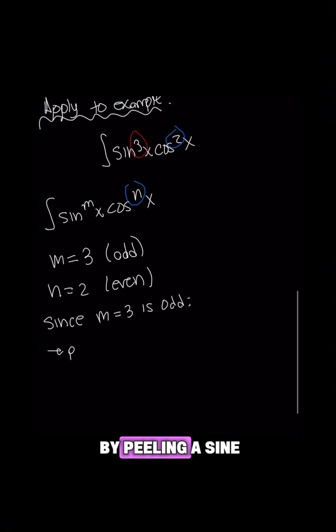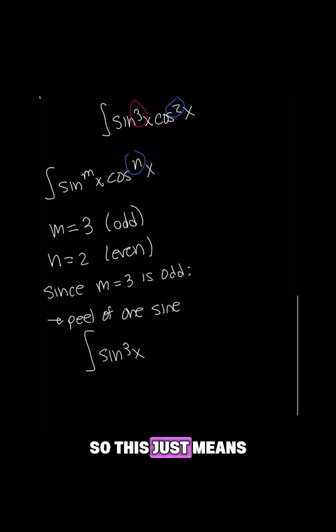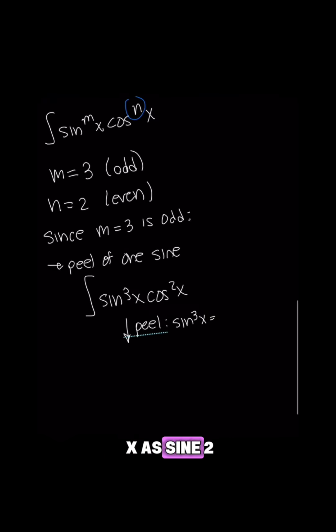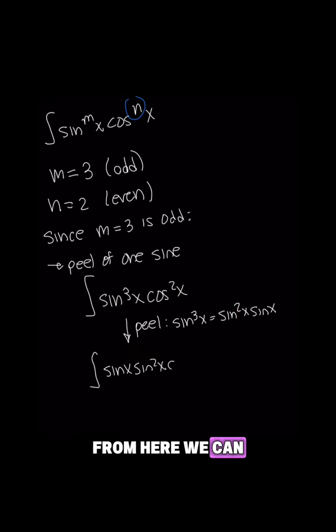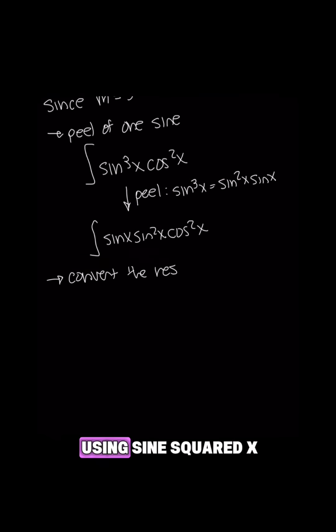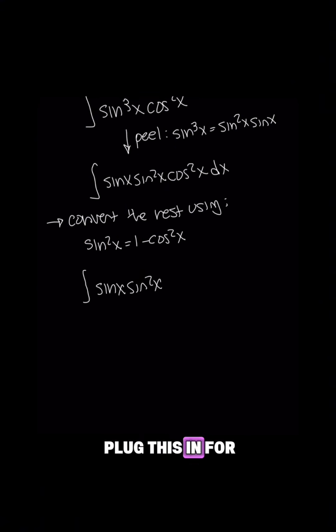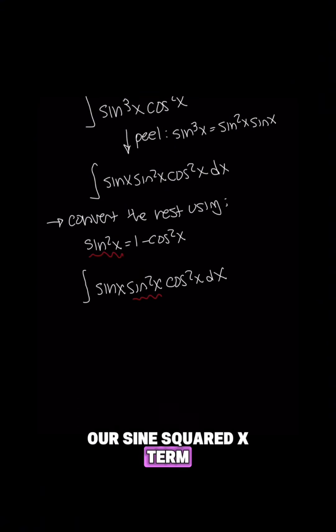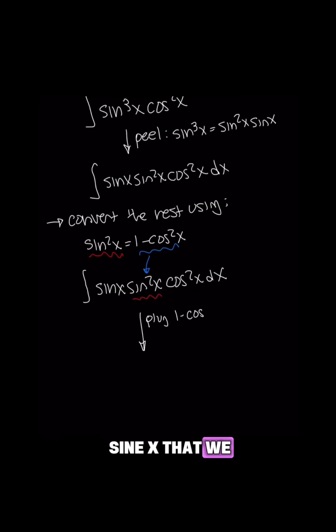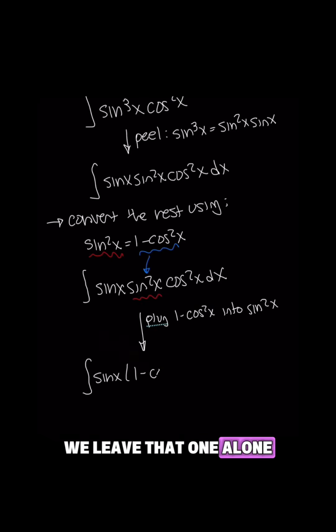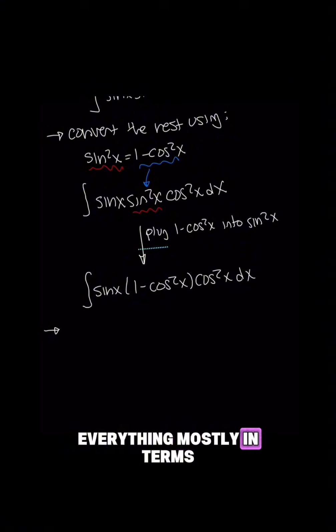So we start off by peeling a sine x off. This just means we write sine cubed x as sine squared x times sine x. From here, we can convert the rest by using sine squared x equal to 1 minus cos squared x. So we can plug this in for our sine squared x term, remembering we leave the sine x that we peeled off outside, we leave that one alone. So now we have everything mostly in terms of cos.